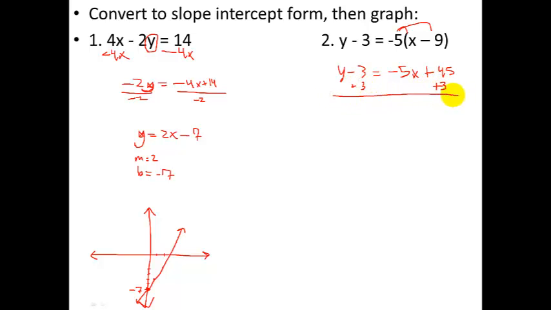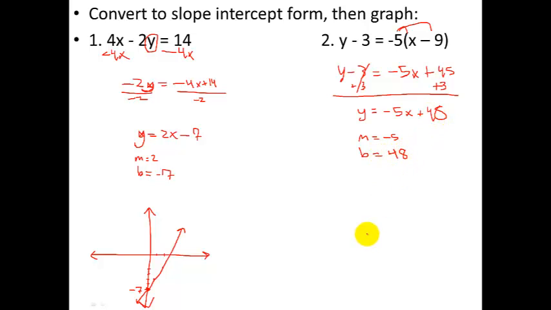Again, I'll just reiterate the importance of actually showing what step you're doing and showing it on both sides, so that it's super obvious when someone's looking back, or when you're looking back on your own work, at what you did. So 45 plus 3, can't get that wrong, 48. Okay, so our slope is here, negative 5, and our b value is here, positive 48.